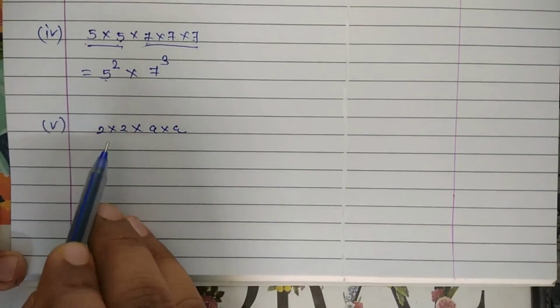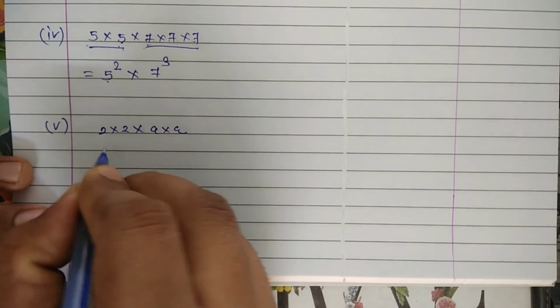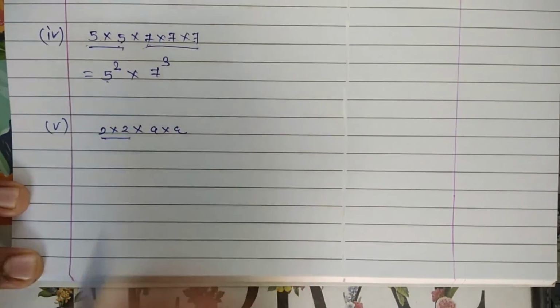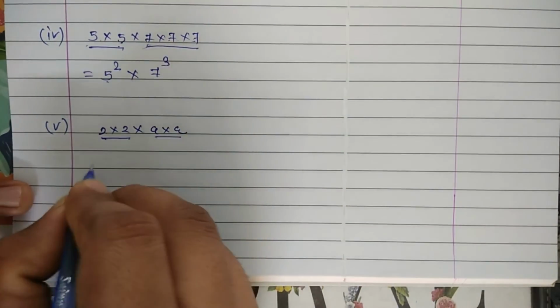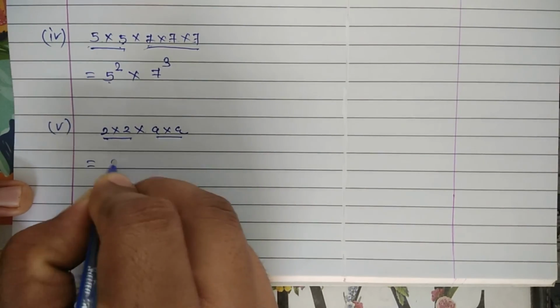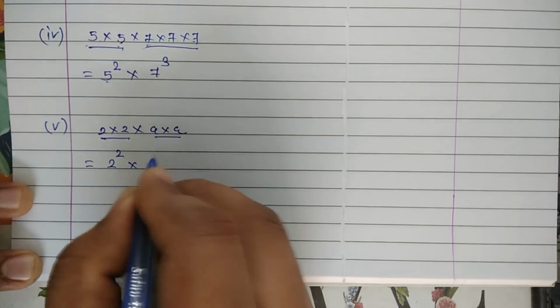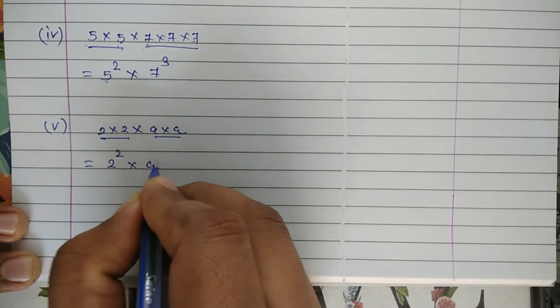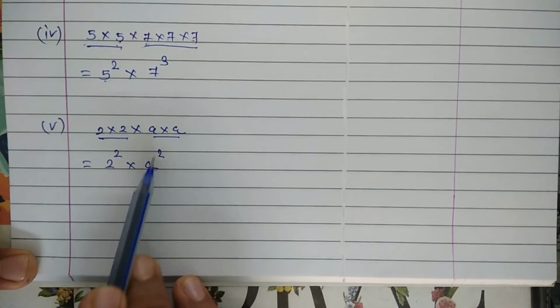Sum number 5, 2 multiplied by 2 multiplied by a multiplied by a. So we will make two groups, 2 multiplied by 2 and a multiplied by a. 2 multiplied by 2 means 2 raised to the power 2, and a multiplied by a means a raised to the power 2. So answer is 2 squared multiplied by a squared.